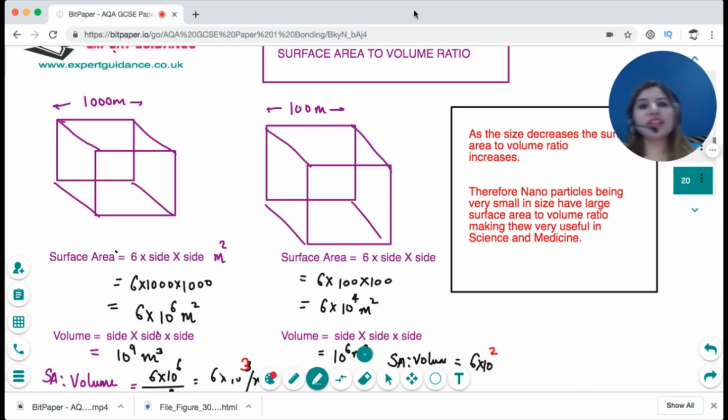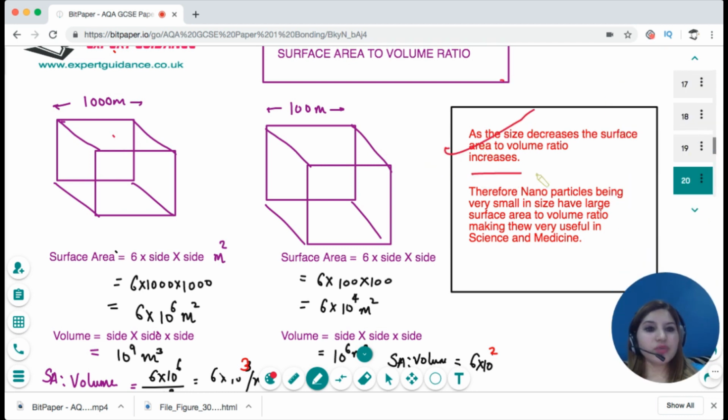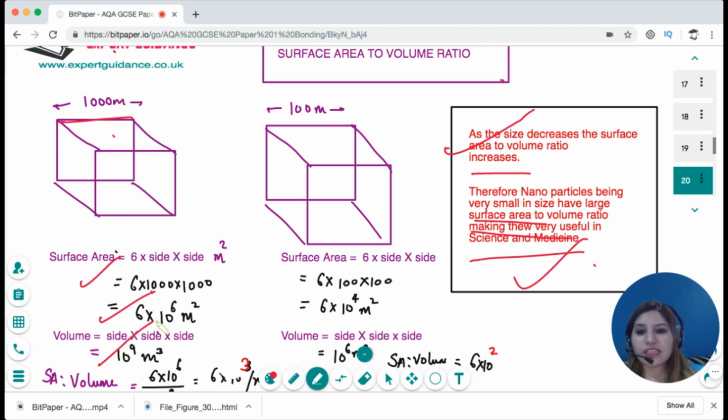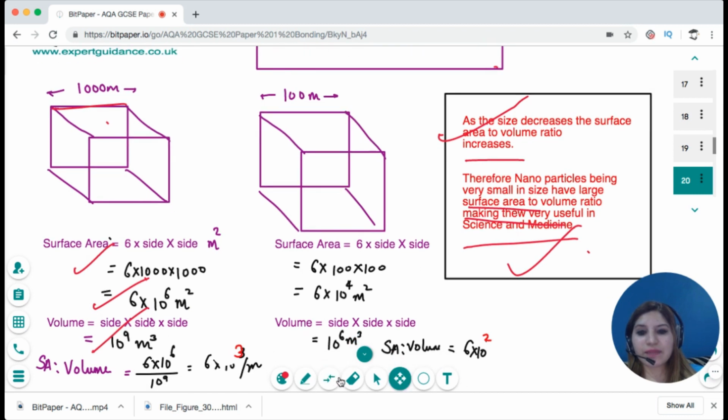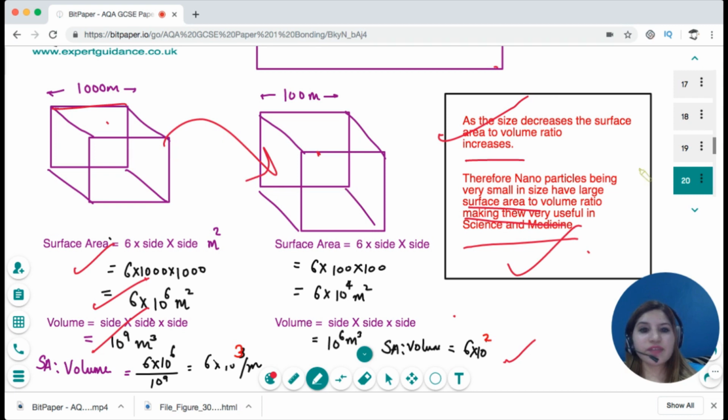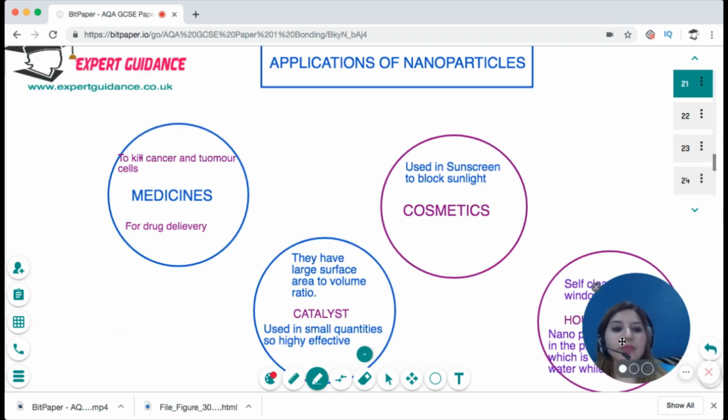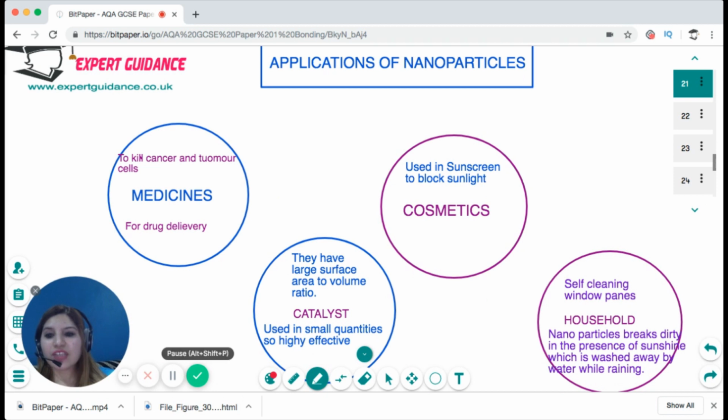Now, why are nanoparticles important? Because as the size decreases, the surface area to volume ratio increases. Therefore, nanoparticles, being very small in size, have a large surface area to volume ratio, making them very useful in science and medicine. You can see if you have a cube of 1000 meters, its surface area would be 6 times 1000 by 1000, which is 6 times 10 power 6, and volume would be 10 to the power 9. So surface area to volume ratio is 6 times 10 power minus 3. On the other hand, when you have 100, then the surface area to volume ratio is 6 times 100. So with a decrease in size, surface area to volume ratio increases. Therefore, nanoparticles are very important, having a high surface area to volume ratio.